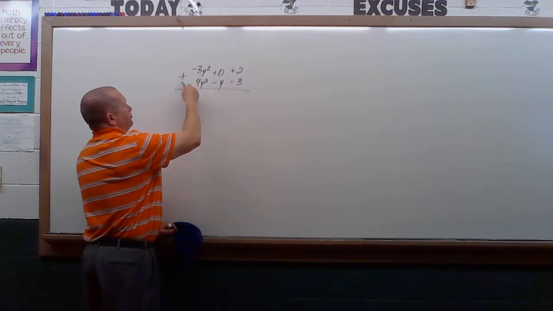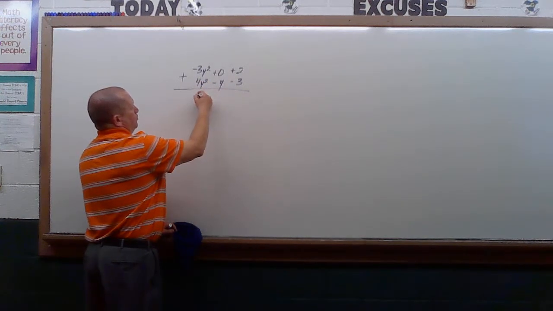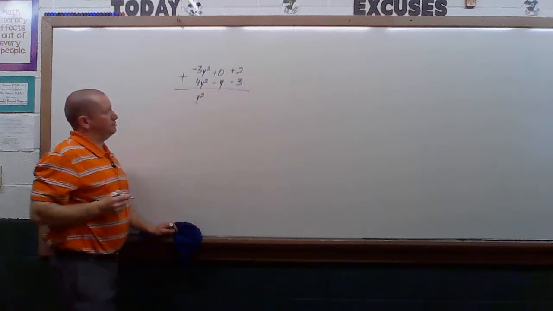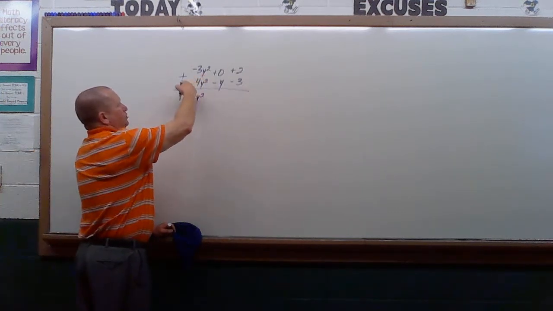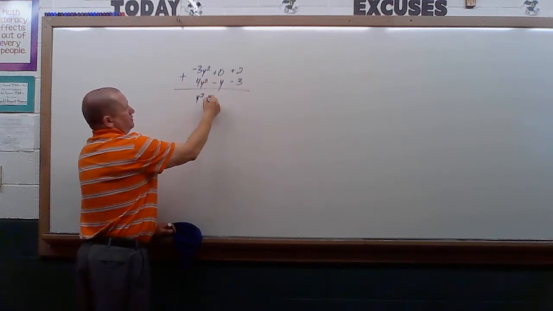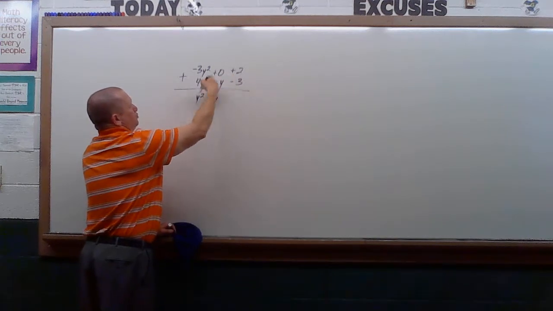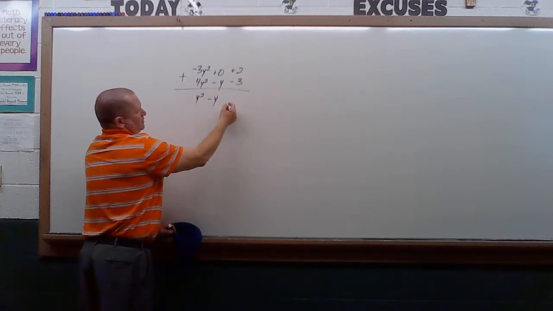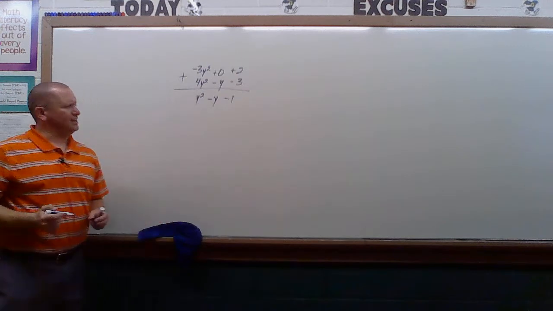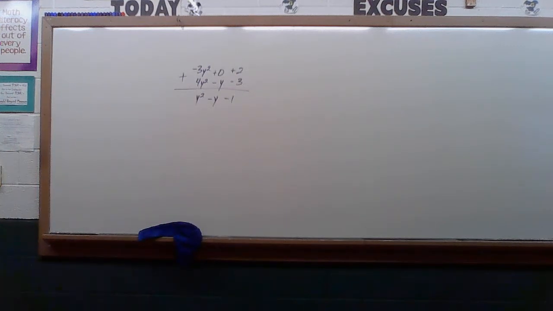So what's negative 3 plus 4? 1y squared, or just y squared. Perfect. 0 plus negative y is negative y. And then 2 plus negative 3. And again, it's not wrong, but we want to try to write it in descending order or alphabetical order. So this one's in the right order, right? Y squared is the biggest term in the problem. Okay.